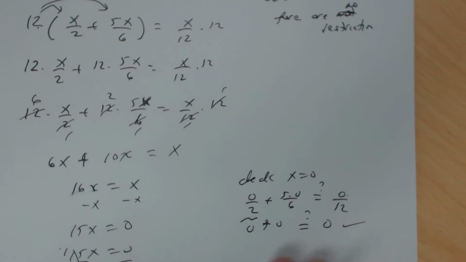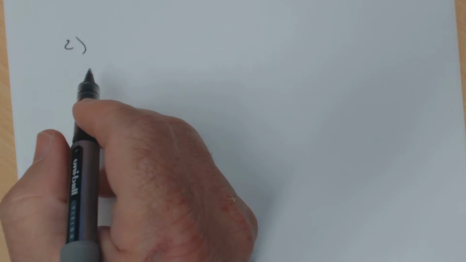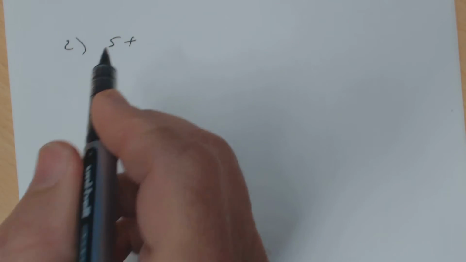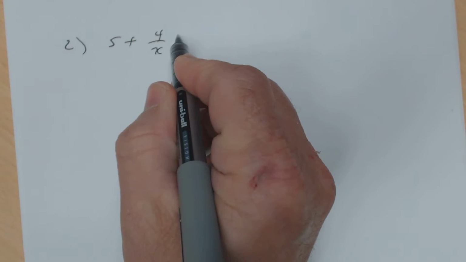All right. Okay, number 2. Now, number 2, let's suppose we had 5 plus 4 divided by x equal 1.